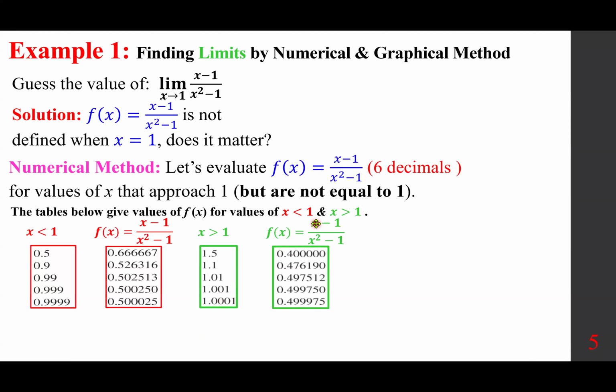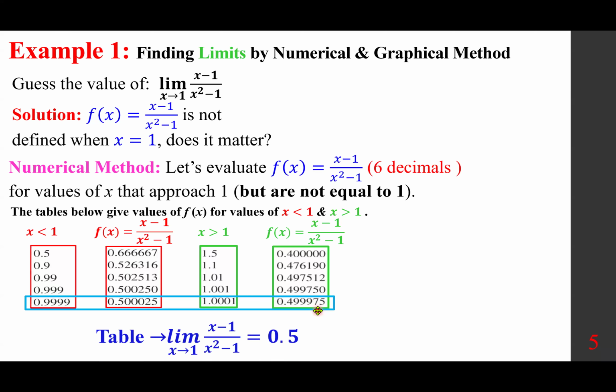Take a look at the last row because this is the closest number to 1 from the left, this one from the right. And according to this, when you look at the result, the table suggests the limit of x minus 1 over x squared minus 1 as x approaches 1 must be 1/2 or 0.5. So that's the numerical analysis. And by the way, you should only do that if they ask you.